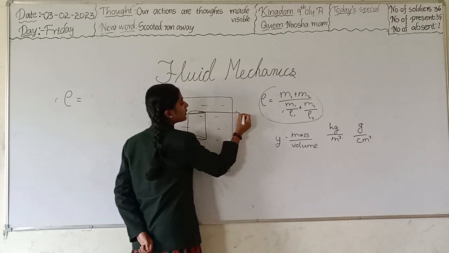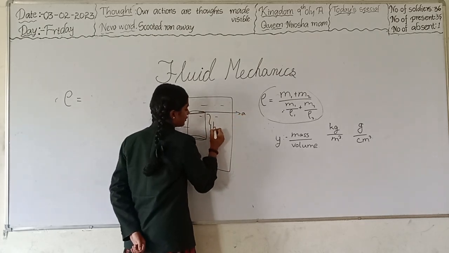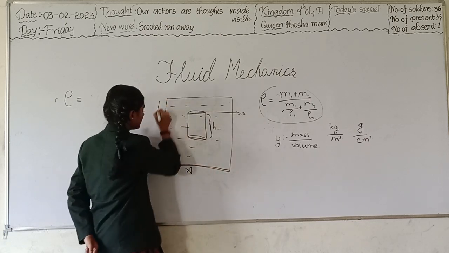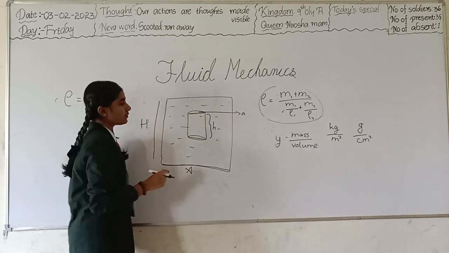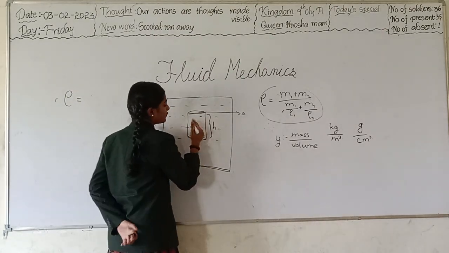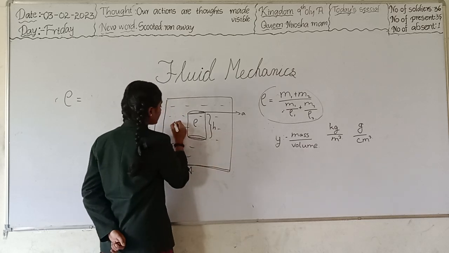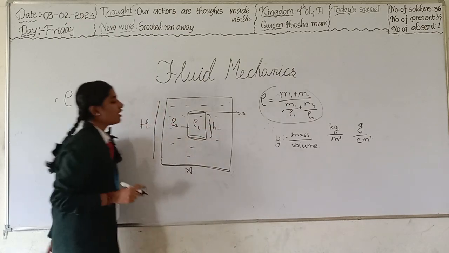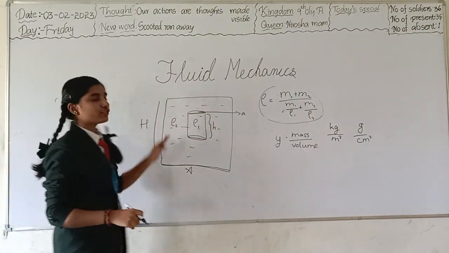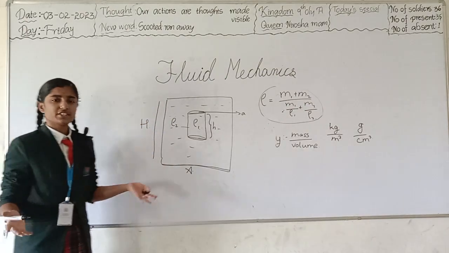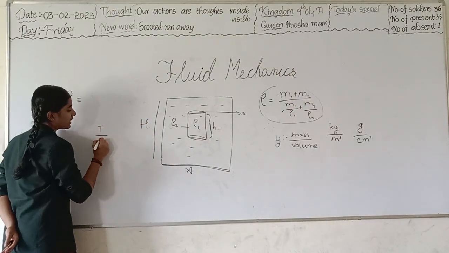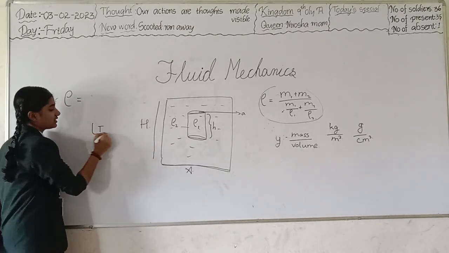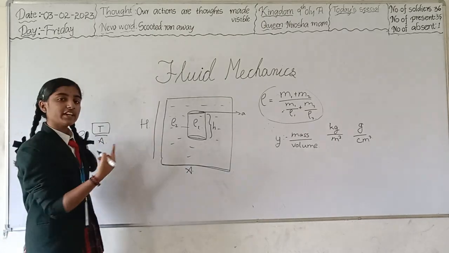The cross section area will be A, height will be H, and this area will be capital A, and this height, and density of this is taken as rho, and density of this will be taken as rho 2 and this one rho 1. Okay, let me show you. First, we have to find the pressure of this. What does pressure mean? As I told you, thrust by area. So to find this, we have to know the thrust first. So how to find the thrust?